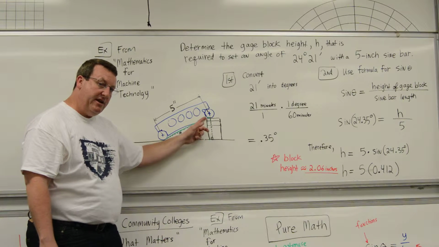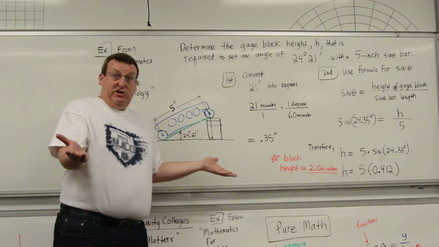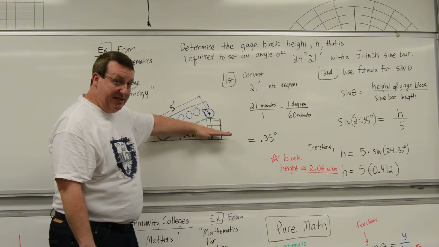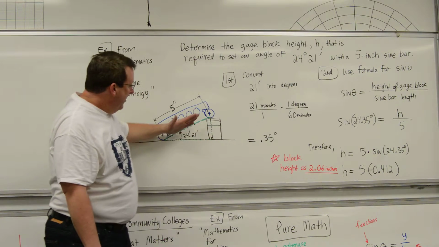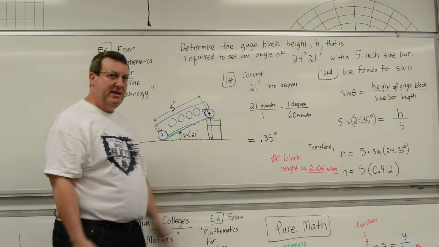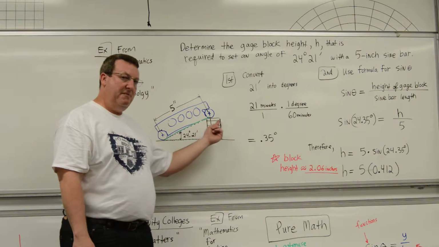I tried to draw it in green. So you have this triangle, and all of a sudden now you have a right triangle. You stack these blocks perfectly vertically so you get a 90-degree angle. You have a hypotenuse of this triangle, but instead of being a boring hypotenuse, guess what it is? It's the length of the sine bar.